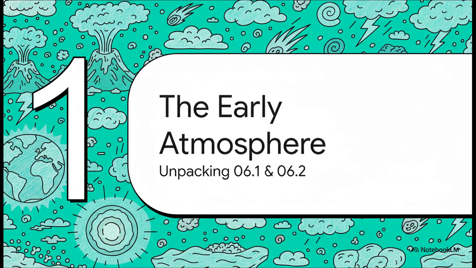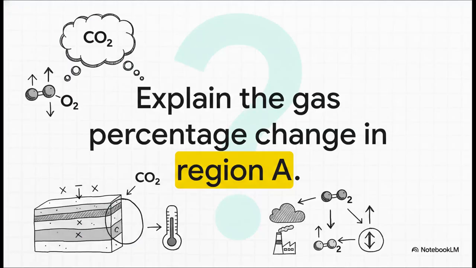All right, first up, we're going to travel back, way back, like billions of years, to look at the early atmosphere. This covers the first two parts of the question. Okay, so the very first part of the question, 06.1, it zeroes in on region A. And you've got to pay super close attention to that first word, explain. That is a direct instruction, right? The examiner isn't just asking what happened. They need to know why it happened.